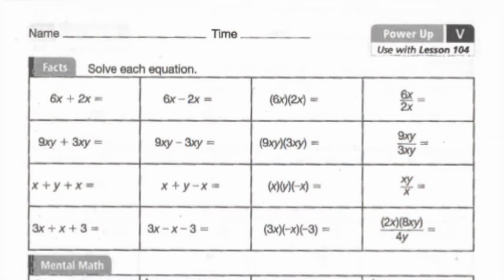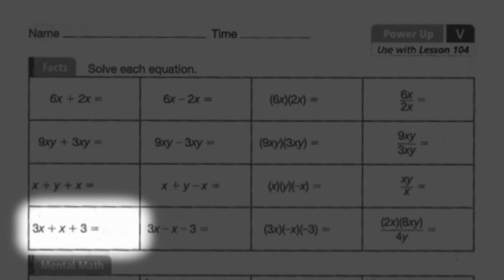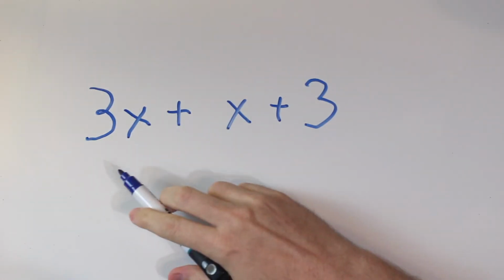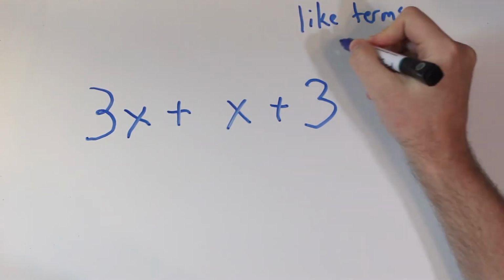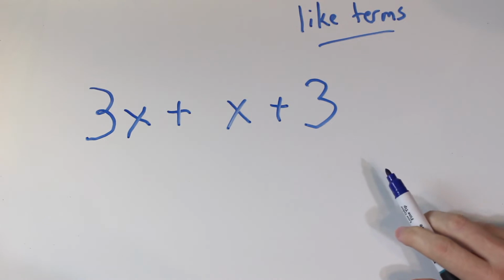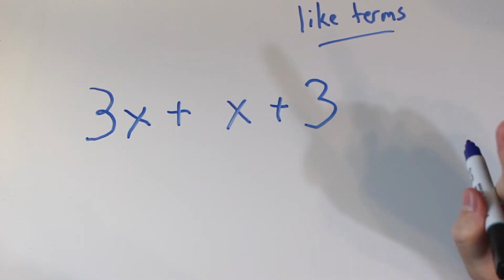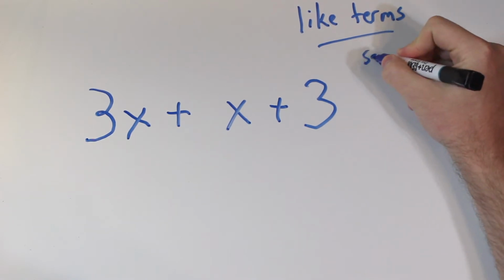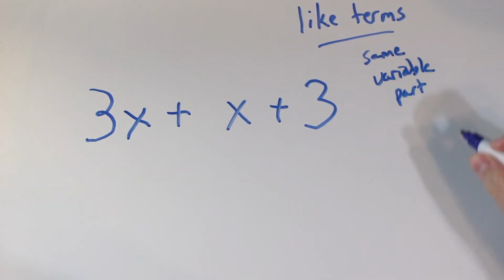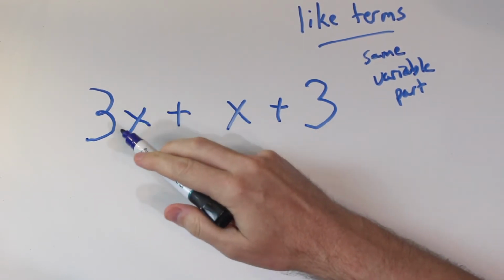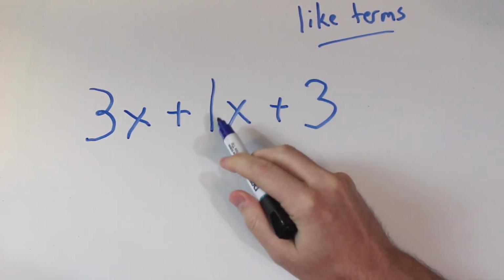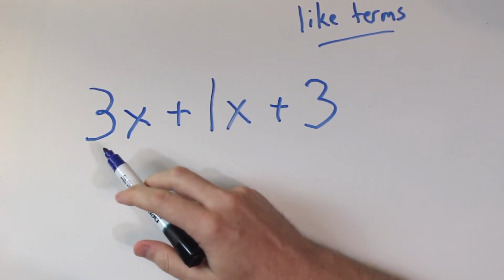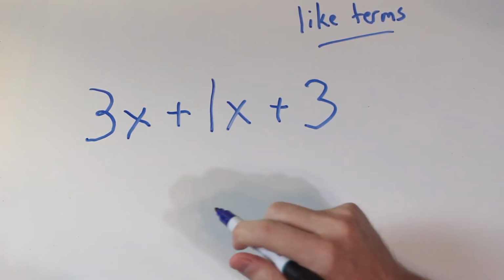Now the problems get a little bit trickier. Up first, we have 3x plus x. To solve this one, I want you to think about what you learned in a previous lesson about like terms. Do you see any like terms here? Remember, like terms are terms with the same variable part. The variable part of 3x is x. The variable part of this x, which is also 1x, is x also.